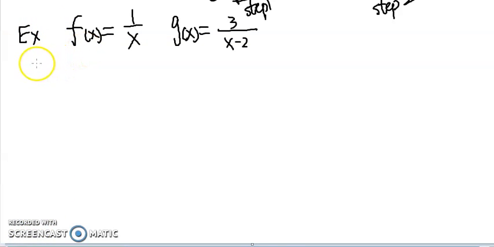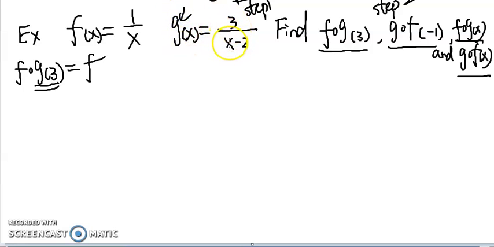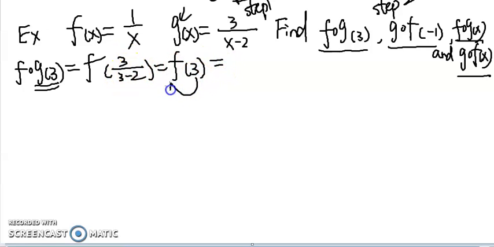In this example, we want you to find the composition function of these 4. So let's start with the first question, f of g of 3. That means first you have to do g of 3. So g of 3 means you replace x in the g function with 3. To simplify, that gives 3 divided by 1, which gives us 3. Now we plug 3 into the second function, the f function. Replacing x with 3, we get 1/3.